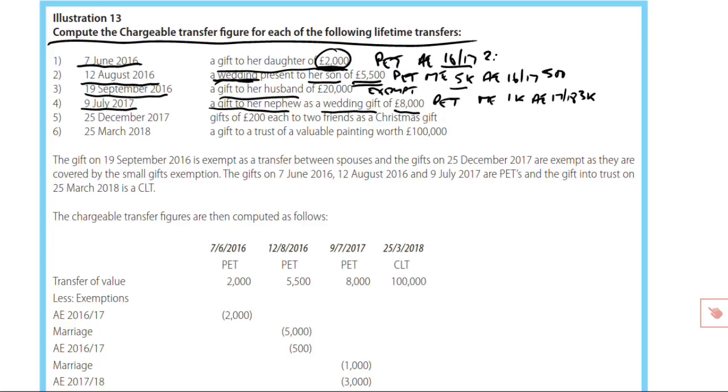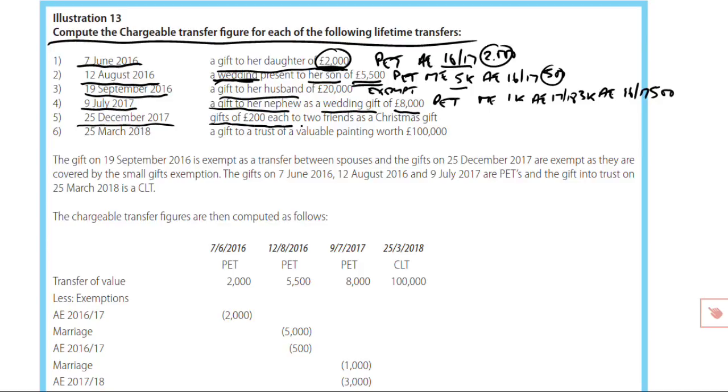So we'd used up 2,000 there, 500 there, so 2,500 was used. So we've still got AE 16-17, we've got £500, not 500,000, but £500 there. On we go. December 17, 25th of December, Christmas time.